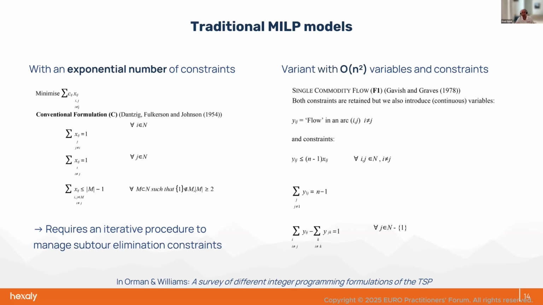You have different formulations. This is the most common formulation. You have plenty of formulations, especially based on commodity flow approach. Here I give you one from Gavish and Graves. Here it's different. You have a quadratic number of variables and you have a quadratic number of constraints. So it's a polynomial formulation, but the relaxation is not good. You have books that give you some formulations for the TSP. Here you have a book which is a survey of all integer programming formulations for the TSP.